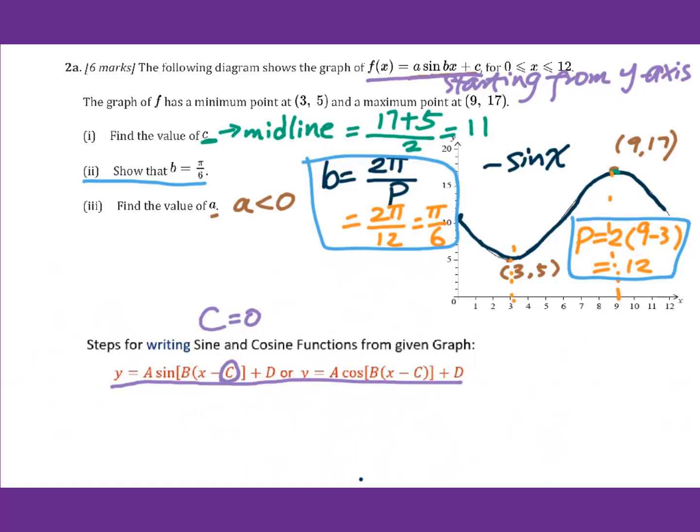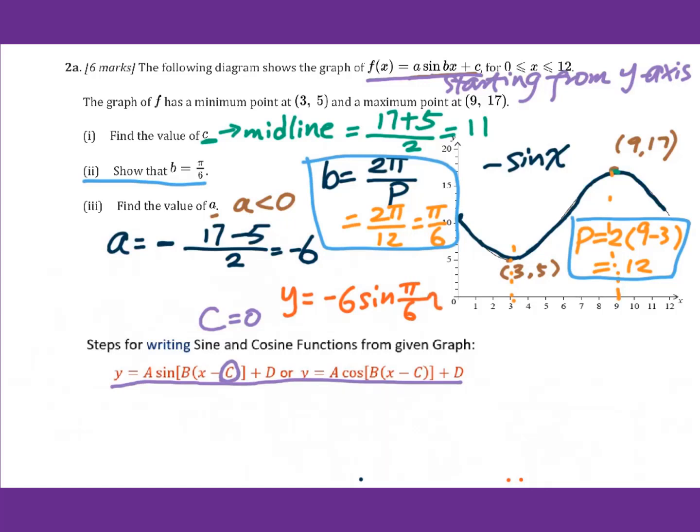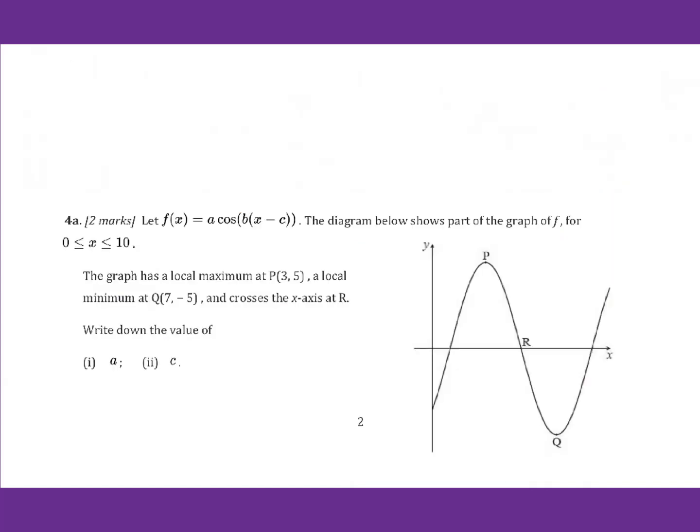Find the value of A. We already figured out A is negative. Therefore, A equals, I put a negative sign, maximum 17 minus minimum 5 over 2. So you get negative 6. Therefore, you will get y equals negative 6 sine pi over 6 x plus 11.